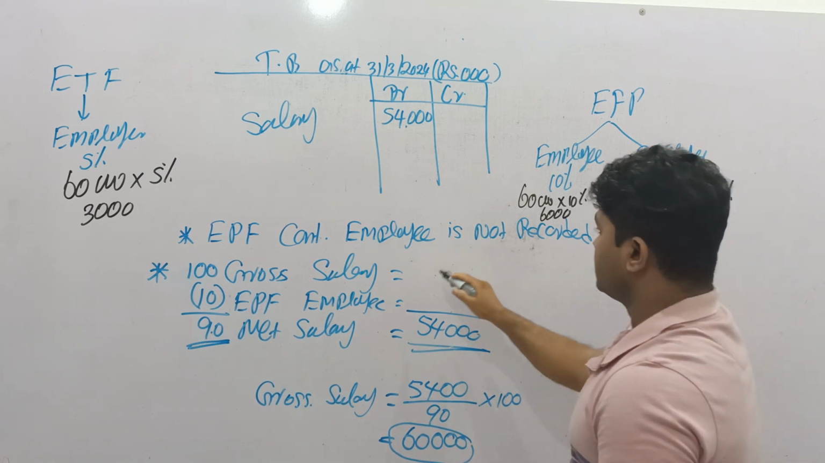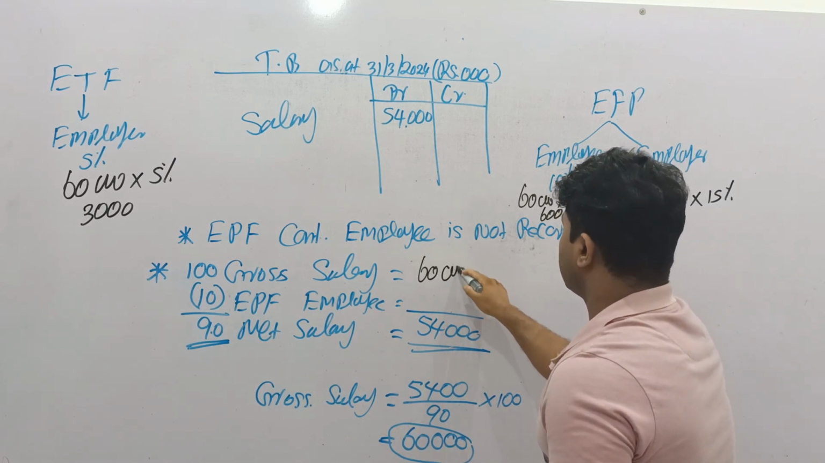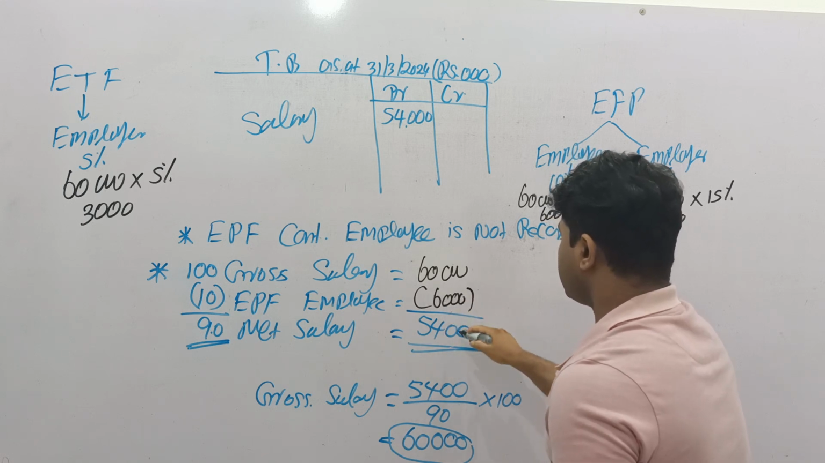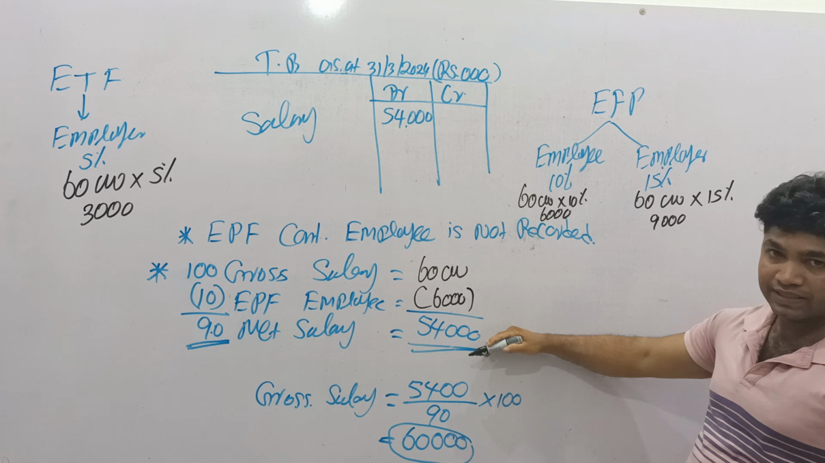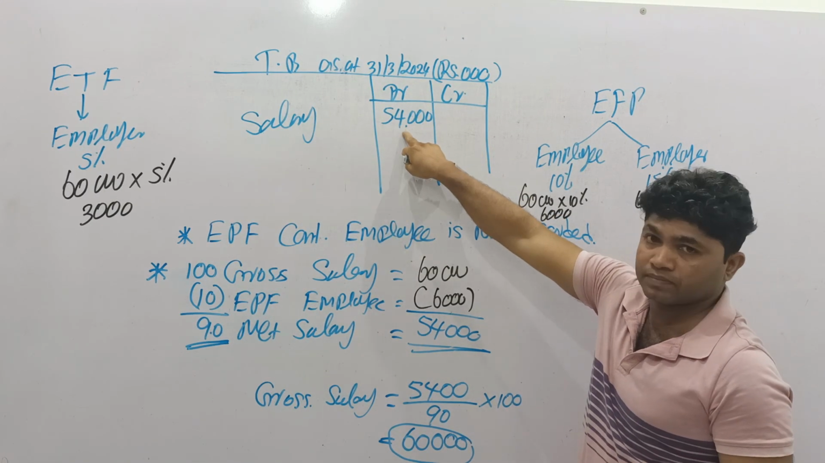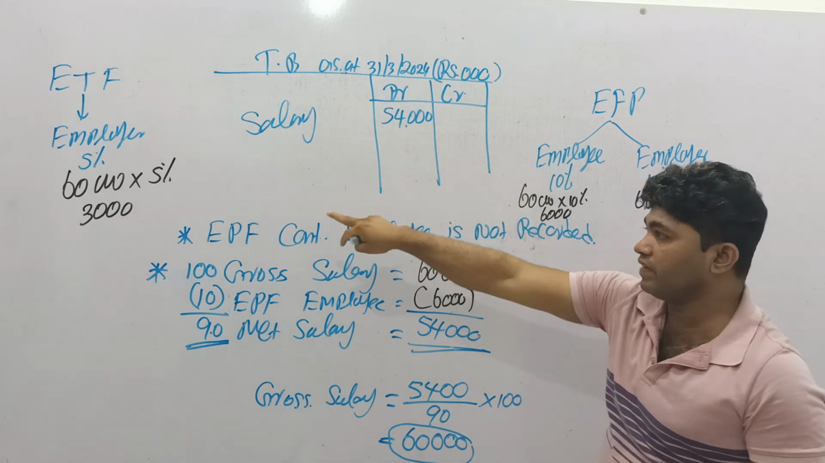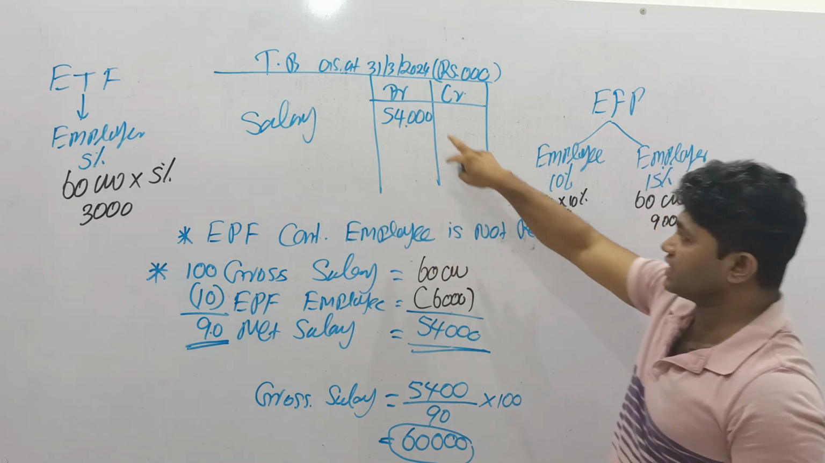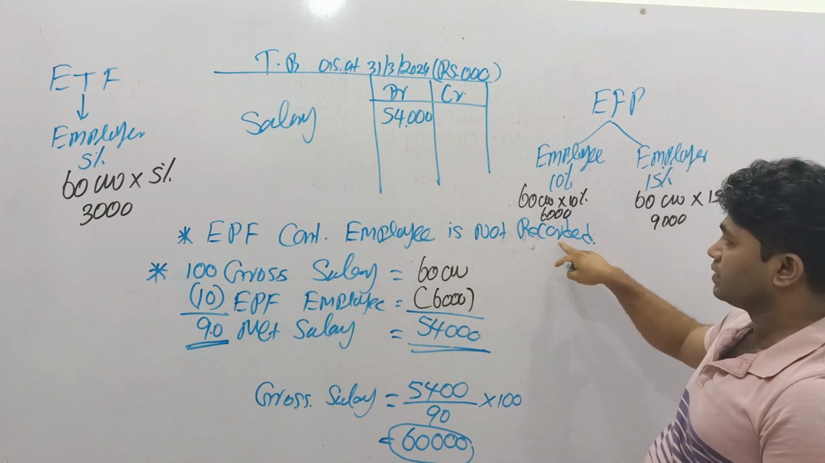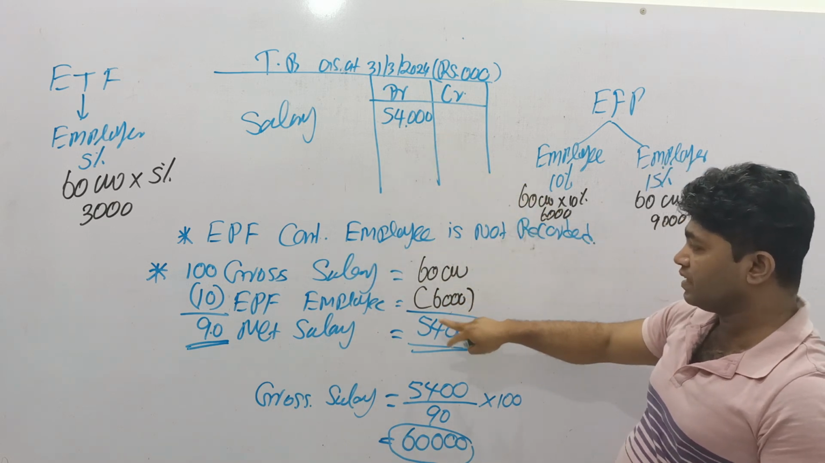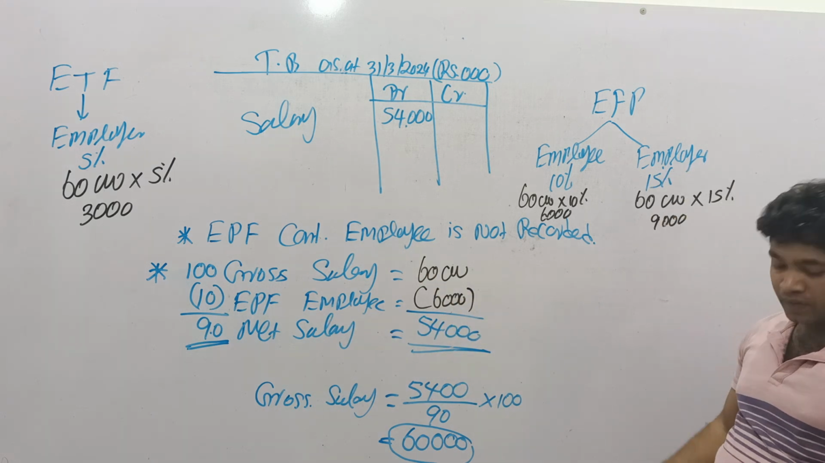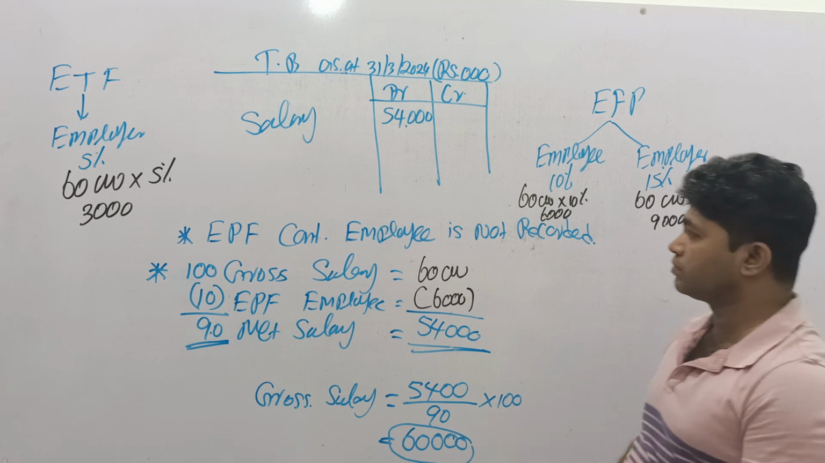Therefore, here salary equals 60,000. From that value, deduct the employee contribution of 6,000. Recognize whether the given salary is net or gross. Values should be calculated based on gross salary. If net salary is given, the contribution of the employee has not been recorded, therefore given net salary divided by 90 into 100, gross salary can be calculated. Now think how to record the ledger accounts.